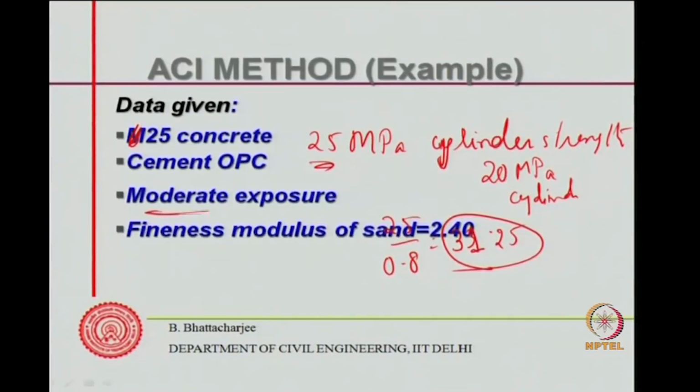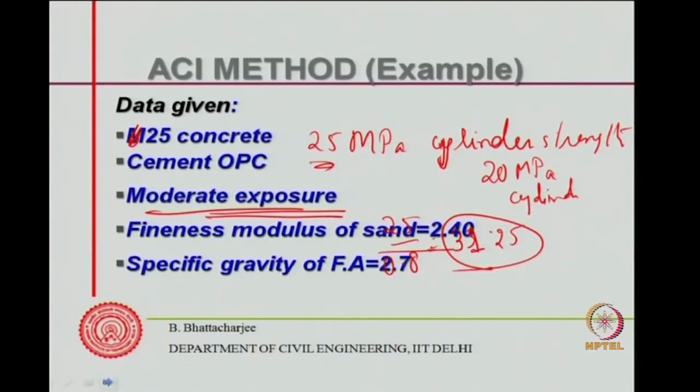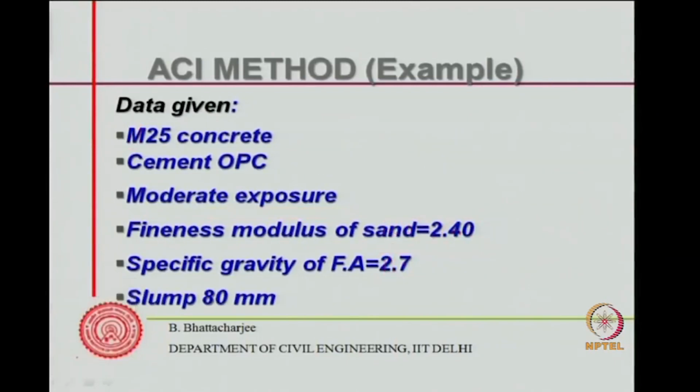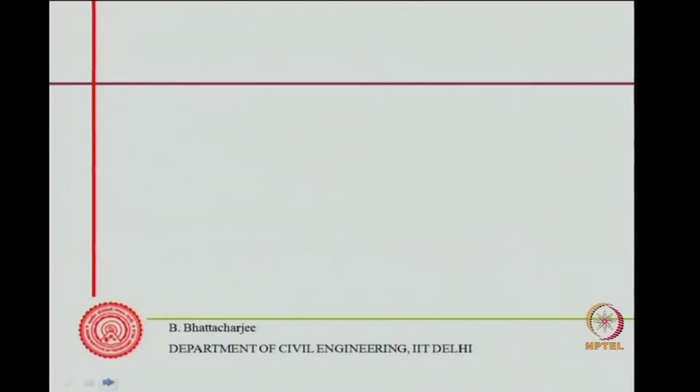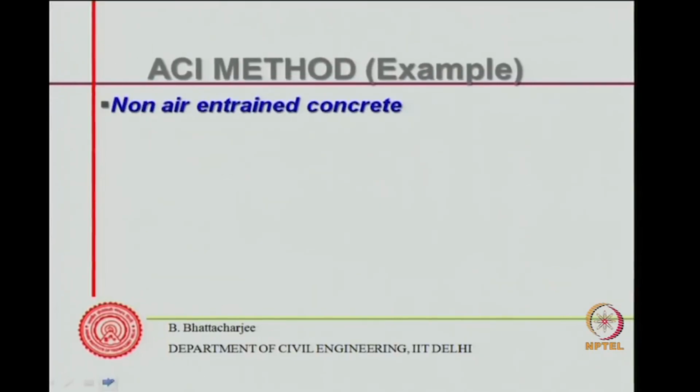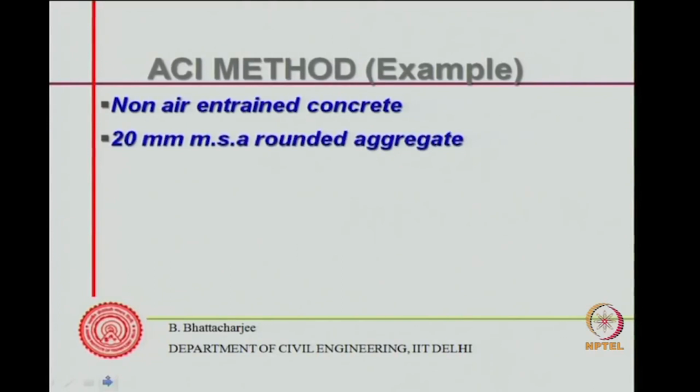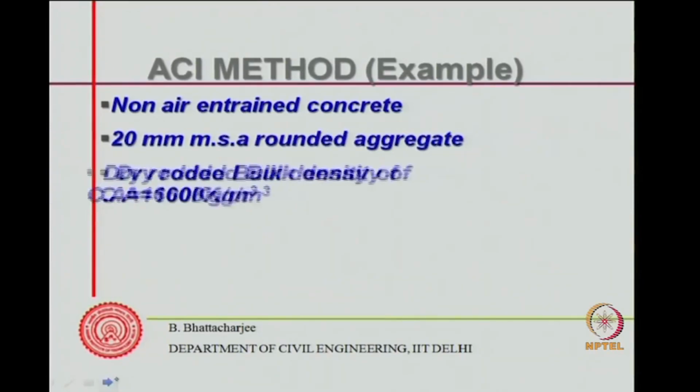Now, if we are adopting it in the Indian situation, you can take the water cement ratio permissible by the Indian code only, and the fineness modulus of the sand is taken as 2.40, which is required in this case, and specific gravity of fine aggregate is 2.7. Slump is the same as before, 80 mm. Non-air entrained concrete we are using, because again we are only looking at the Indian scenario, and we have chosen 20 mm MSA rounded aggregate as before. Dry rodded bulk density of coarse aggregate is 1600 kg per meter cube.